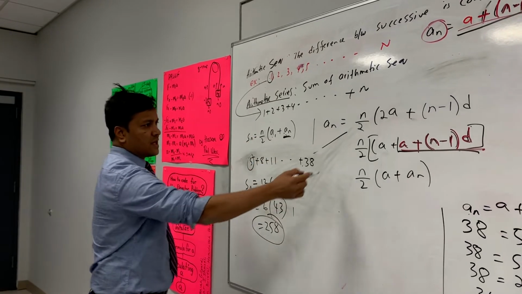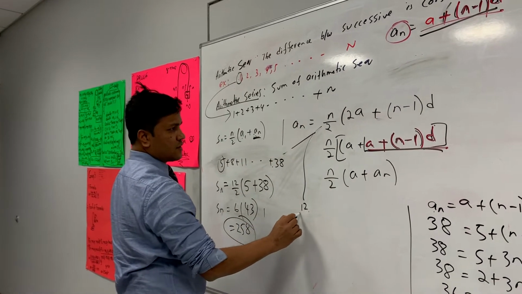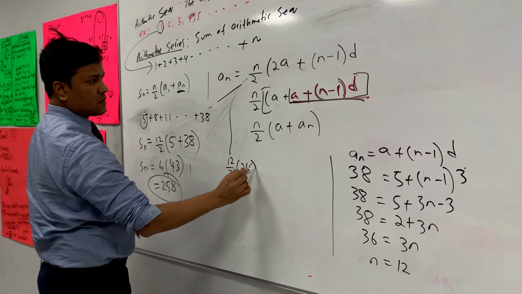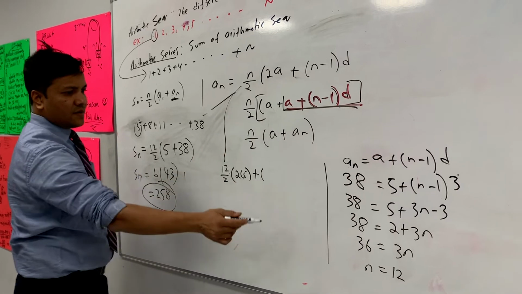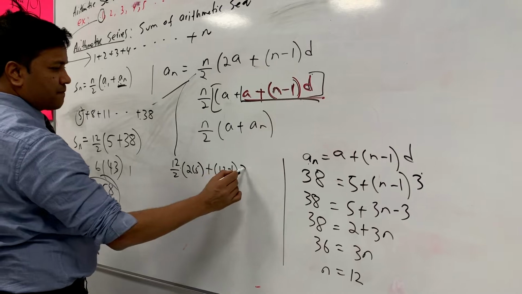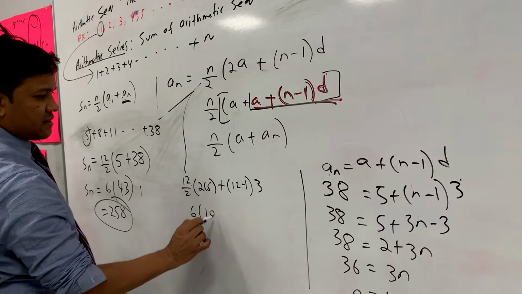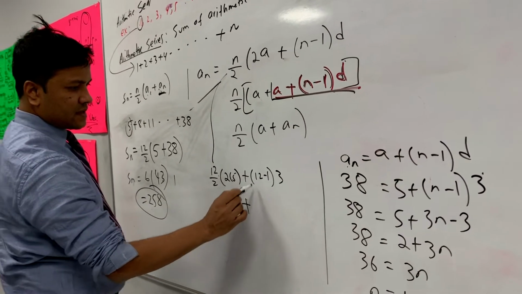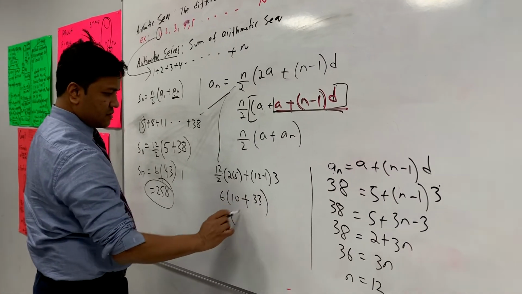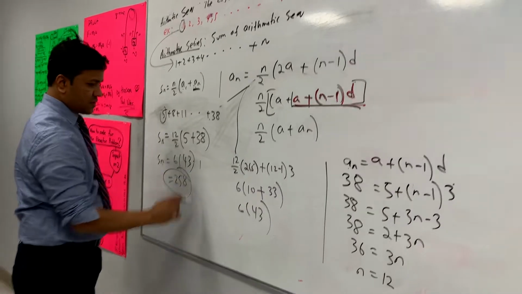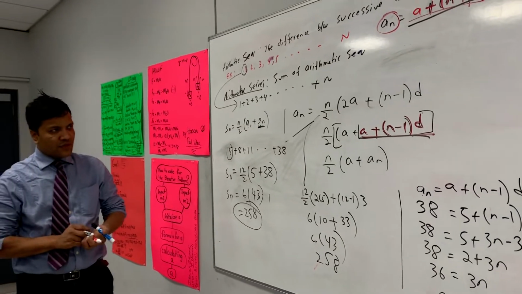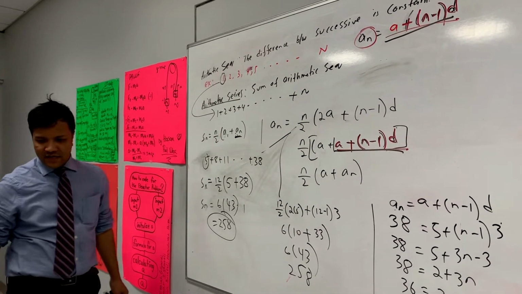You can do the same thing over here. Let's use this formula. 12 over 2, times (2 times 5 plus (n minus 1) d), where n is 12 and d is 3. So 6 times (10 plus 11 times 3, which is 33). So 6 times 43 is 258. So both ways we get the same answer. So you get to see the example of arithmetic series.